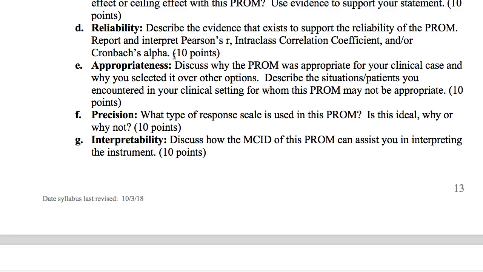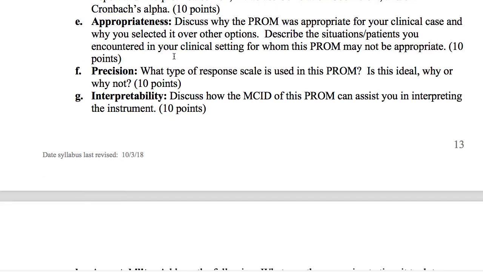Is this particular PROM appropriate for your clinical case, and why you selected it over the other options that might be out there? What was the main reason why you picked that particular PROM over all the different other ones that may be out there? Maybe that was the only one that was there. Describe the situation, your patients you encountered in your clinical setting for whom this PROM may not be appropriate. So this is the applicability here. Is it appropriate for your setting, and why or why not?